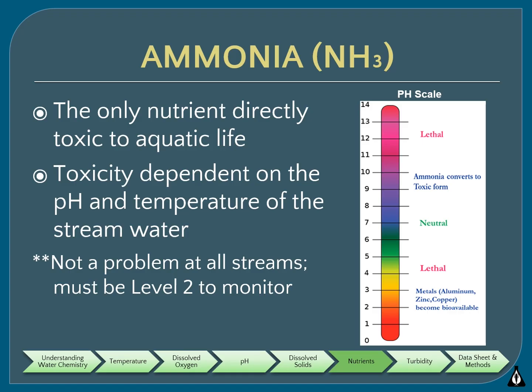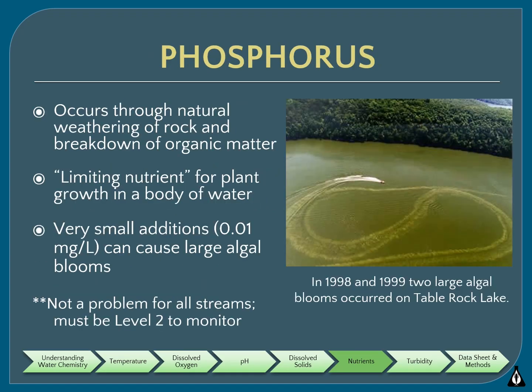Phosphorus is a nutrient that occurs naturally in streams and lakes through the weathering of rock and the breakdown of organic matter. It's a limiting nutrient for plant growth in bodies of water in Missouri, so very small additions of this element can cause pretty large algal blooms. In instances where phosphate is the nutrient that limits plant growth, point source and non-point source pollution high in phosphate may stimulate the growth of aquatic plants. It's not a problem for all streams, and we require volunteers to be level 2 before they monitor for phosphate.